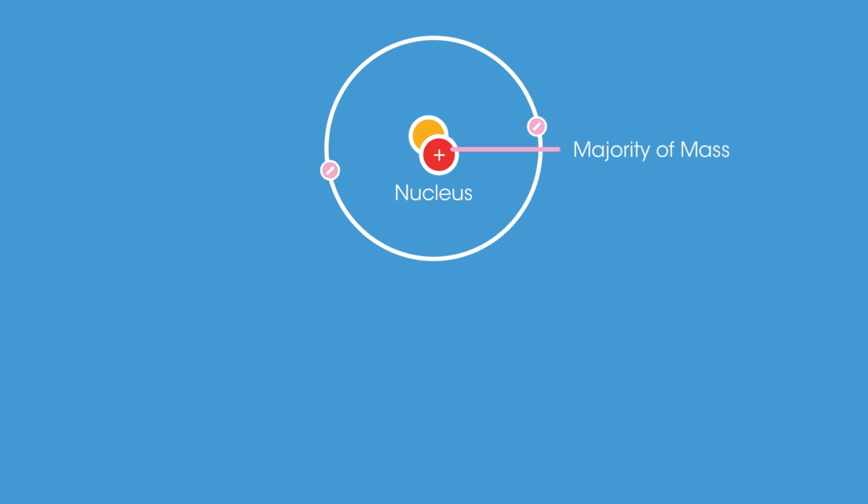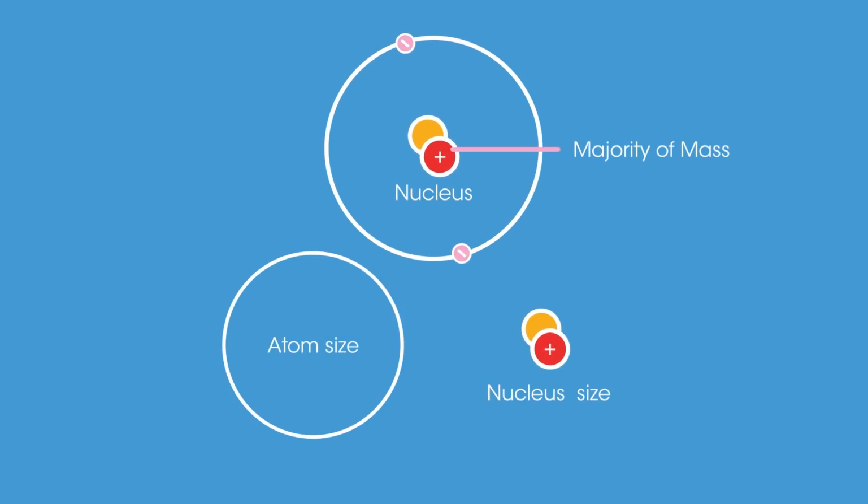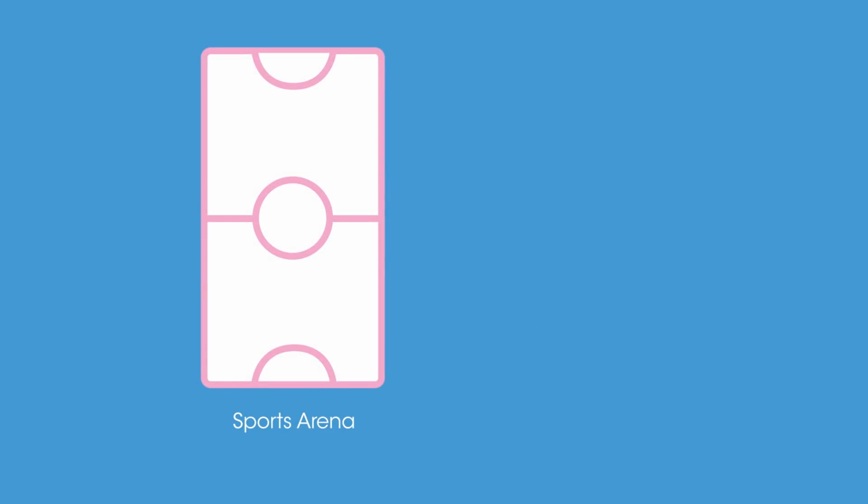So the majority of the mass of an atom is contained in its nucleus, but in terms of size, the nucleus is much smaller than the atom as a whole. In fact, electrons can orbit really far away from the nucleus. If the atom was the size of a sports arena, the nucleus could be the size of a pea in the middle.